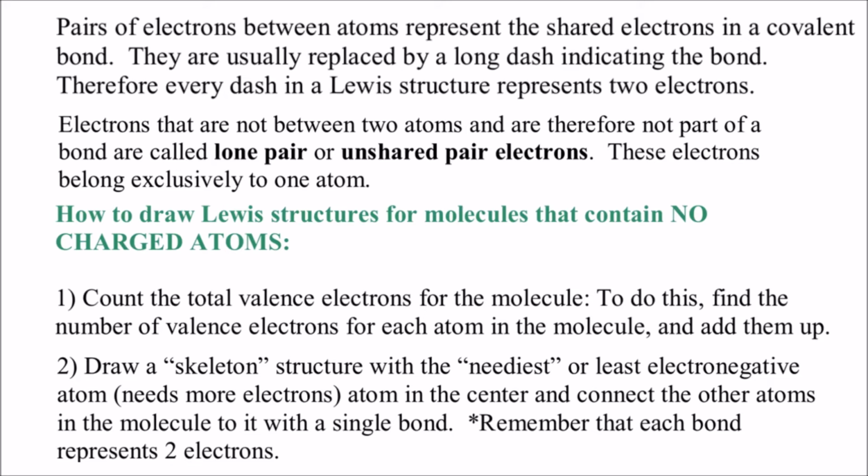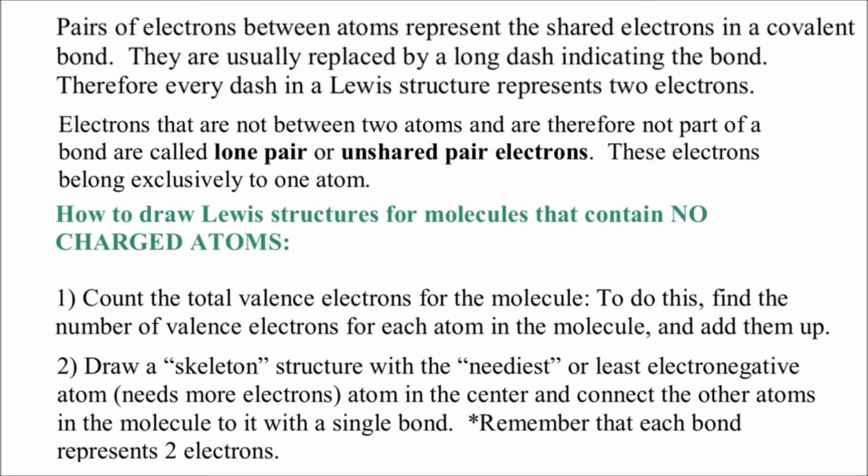So let's figure out how we draw an actual Lewis structure, and this is going to be for molecules that do not contain charged atoms. We'll get to ones that do contain charged atoms in a little bit. The first step is to count the total valence electrons for a molecule. In order to do this, you're going to find the number of valence electrons for every atom in that molecule and then add them all up.